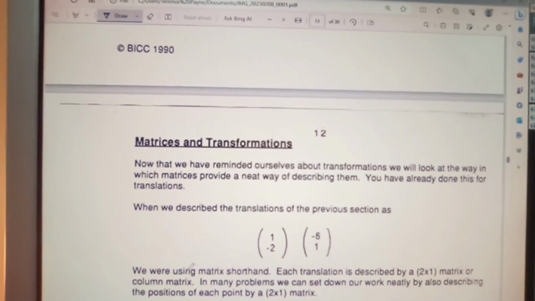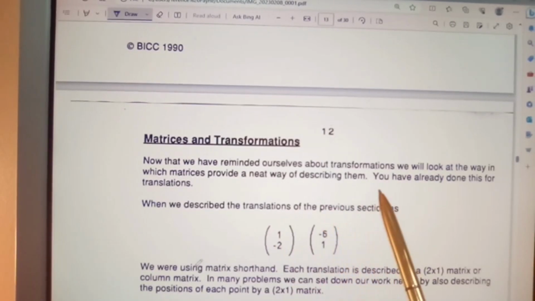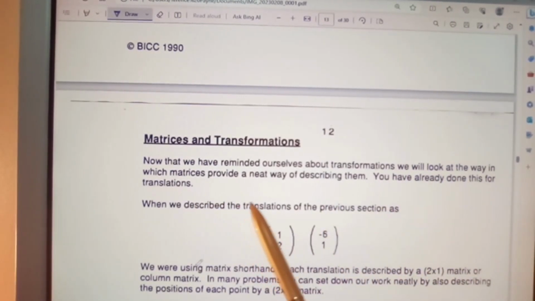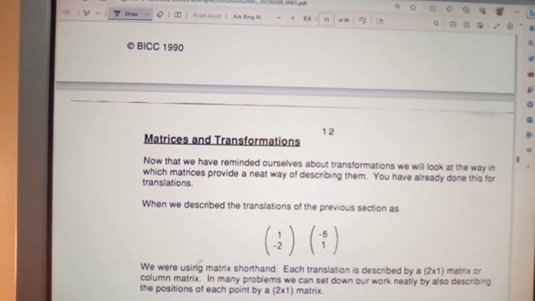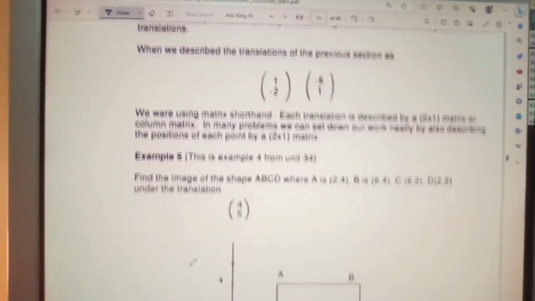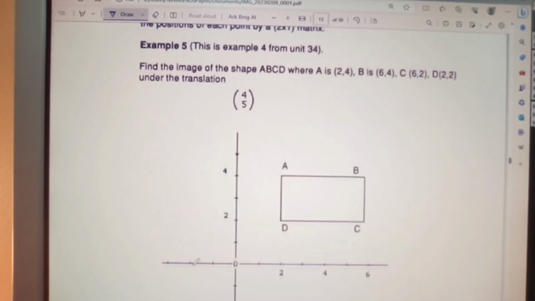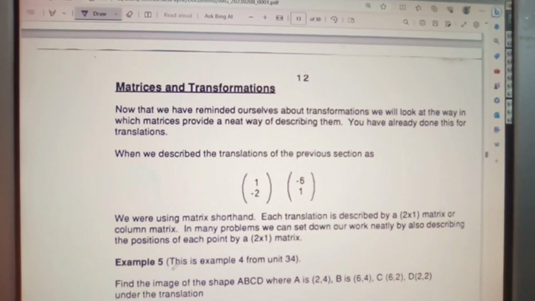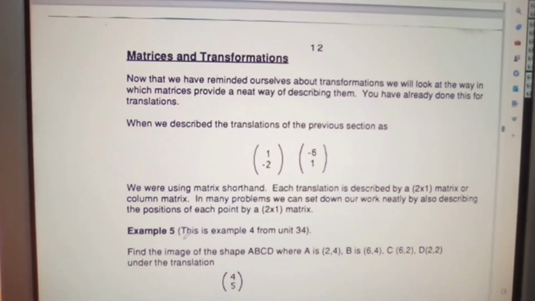The matrices and transformation. Now we remind ourselves about transformation. We will look at the way in which matrices provide a neat way of describing them. You have already done this for translations. Okay. Now again, look at what it says. Look at how the examples are worked out. Okay. Now you need to write this information out for yourselves. Don't try to do it off the board. It's not always going to work as you think. Okay.